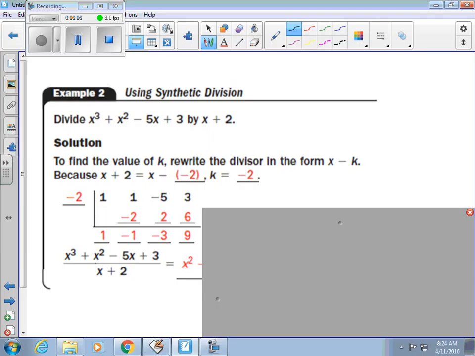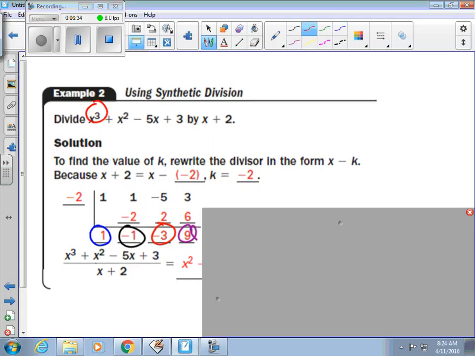What you do from there is you go 1 degree less than what you started with. We're just going to take these numbers, 1, -1, -3, and 9, and we're going to go 1 degree less than what we started with. What was the degree we started with? X to the what power? The largest degree. X to the third power. Look at it right here. X to the third power.